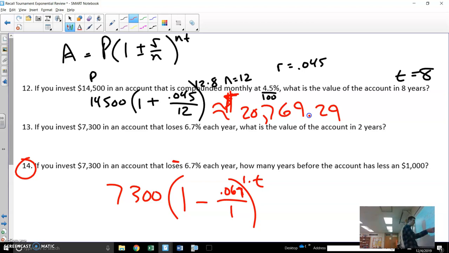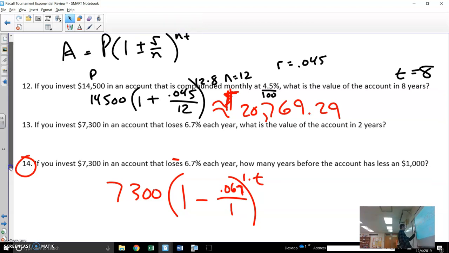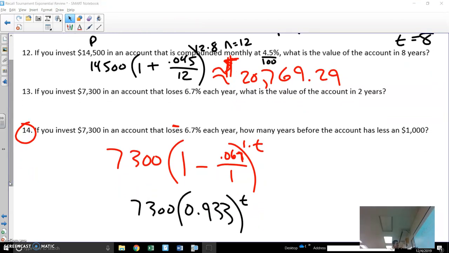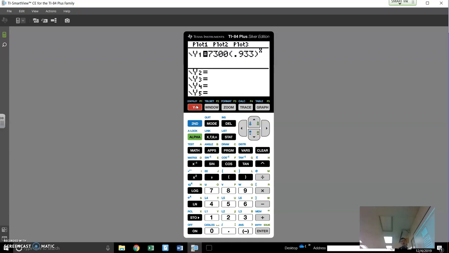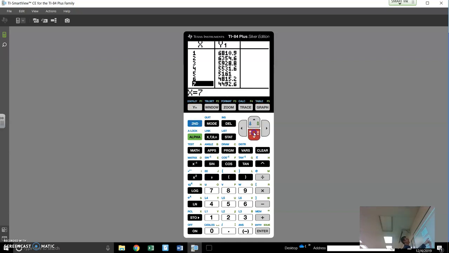So if I simplify this a little bit, if you simplify, you're going to get this equation. And I'm trying to see when is that less than 1,000. So if I go into my calculator and graph the equation in simplest form, I can go to the table and just kind of scroll through and let the calculator plug in different numbers until I figure out that it's roughly, it's somewhere in here in the 28th, 29th year.